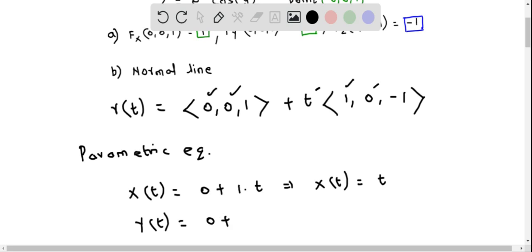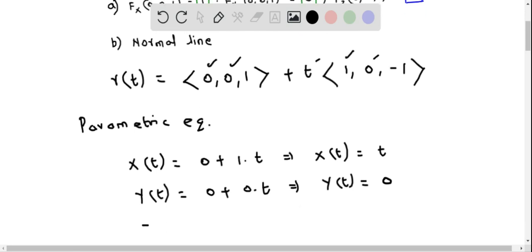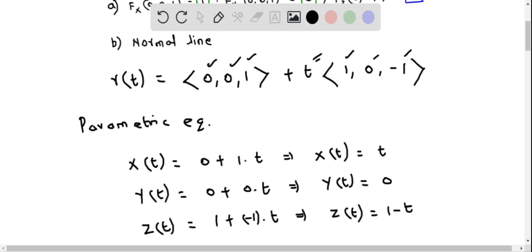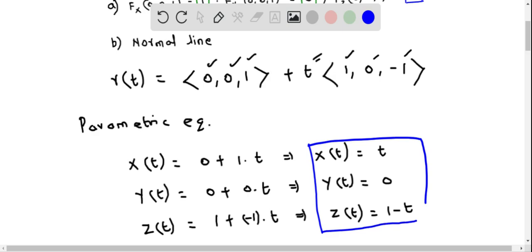Now let's write y of t, and this equals we take this point which is 0 plus 0 times t, and so this is basically y of t equals 0. Now let's write z of t, and this equals we write the point which is 1 plus negative 1 times t, which is negative t. So this gives z of t equals 1 minus t. So these are the parametric equations of the normal line to the surface.